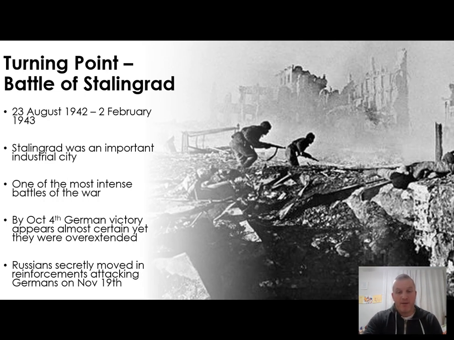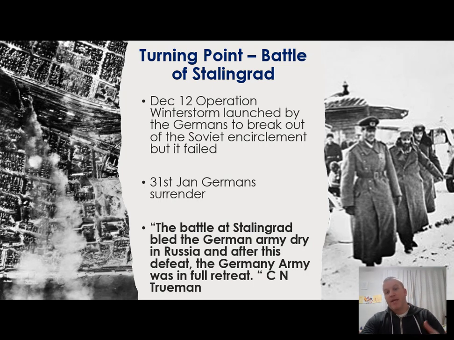By November, the Russians are secretly bringing in reinforcements, which the Germans don't realize. In December, they launch a counteroffensive, and sorry, at this stage the Germans are launching a counteroffensive in order to break out because they've actually been surrounded in Stalingrad, and so they try to break out. The Sixth Army is in there with General Paulus, but that fails. Therefore, they are stuck in there.